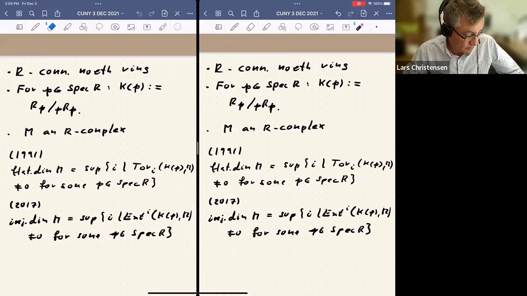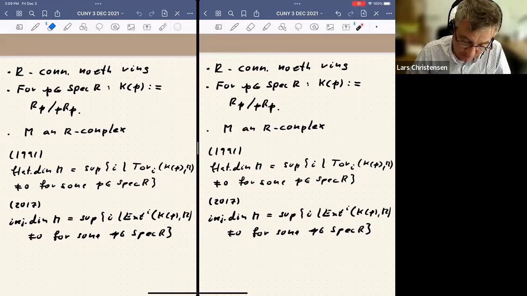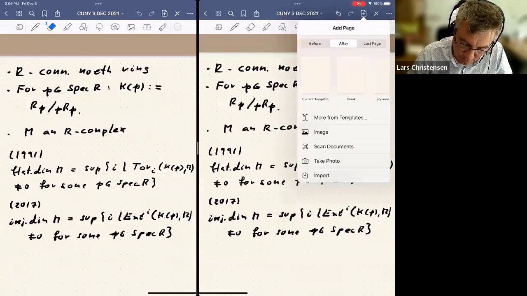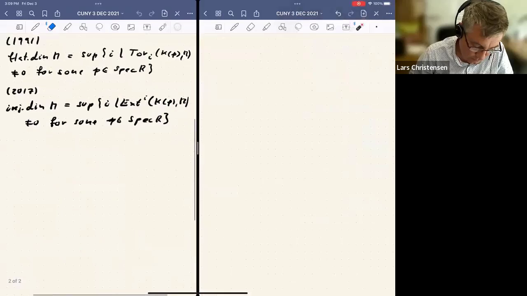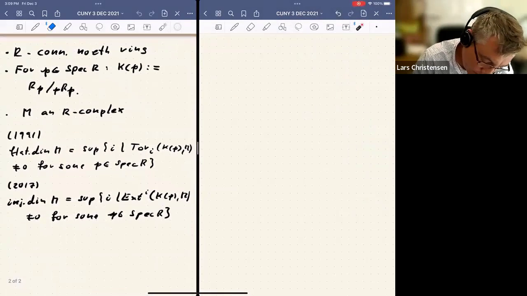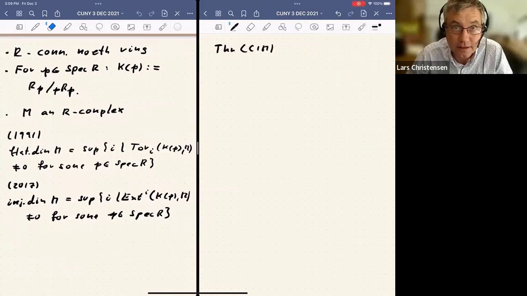And to this, from the paper that I just showed you, so let's see if this works. We'll keep this one up. There's a theorem from the paper that I would call CIM. That was joint work with Shrikant Iyengar and Thomas Marley from 2019.